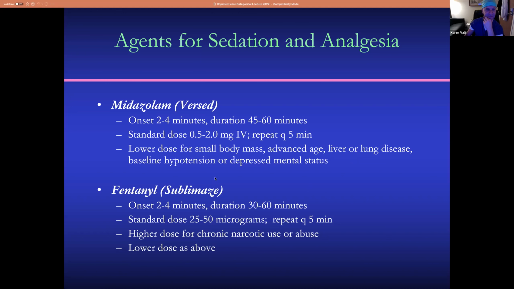The other drug we use, fentanyl, is called Sublimaze. Onset 2 to 4 minutes, really more like 1 to 2. Duration is half an hour to an hour. Again, standard dose is 50 micrograms, maybe 25 in a smaller person or someone who's already drowsy. Again, repeat every 5 minutes. You will need higher doses for patients with chronic narcotic use or abuse, so be prepared.